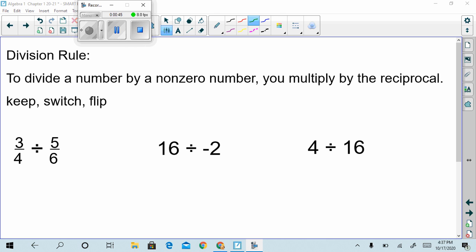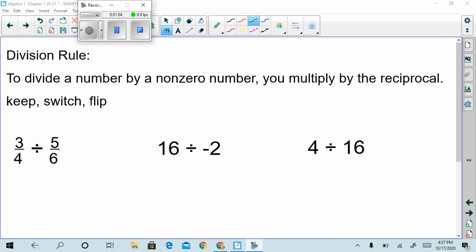Let's think about the division rule. To divide a number by a non-zero number, you multiply by its reciprocal. That's why it was important to know what a reciprocal was. You keep, switch, flip, or you keep, change, however it is you recall from the past. You multiply by the reciprocal.